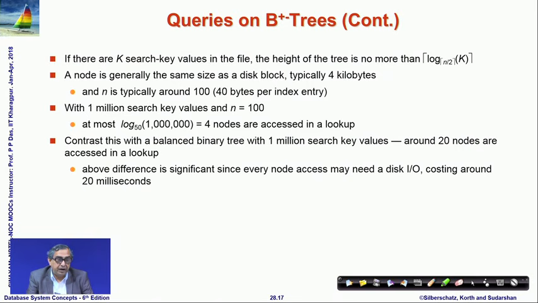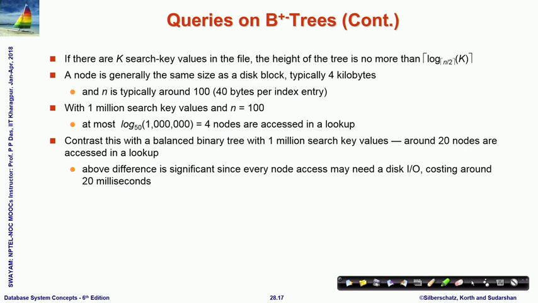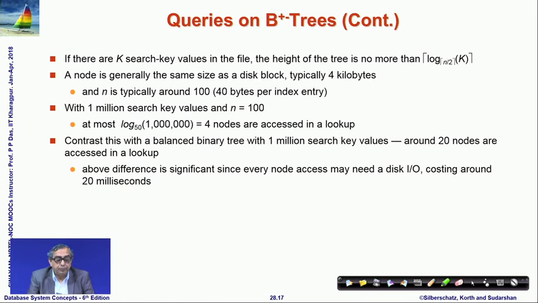So, we benefit by making n larger. The larger the n, the lower this log value, or the height, will be. But can I make n arbitrarily large? Then the node will not fit into one disk block, so it cannot be accessed in one fetch from the disk to the memory. So, it is customary to make the node the same size as the disk block, which is typically say 4 kilobytes or 8 kilobytes.